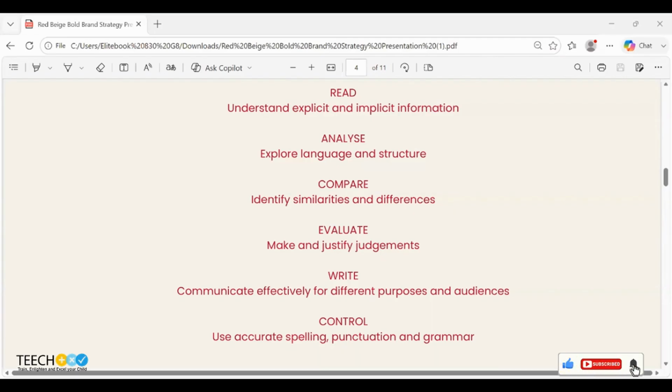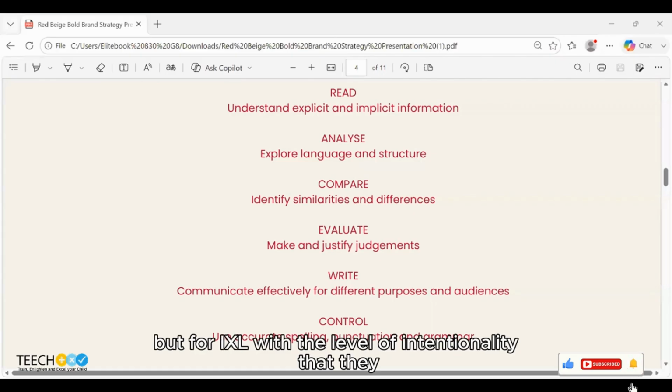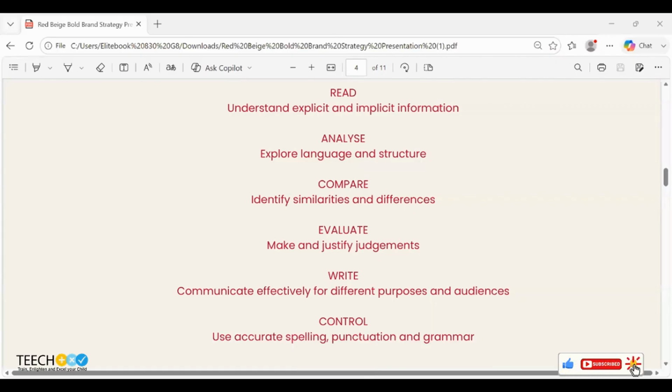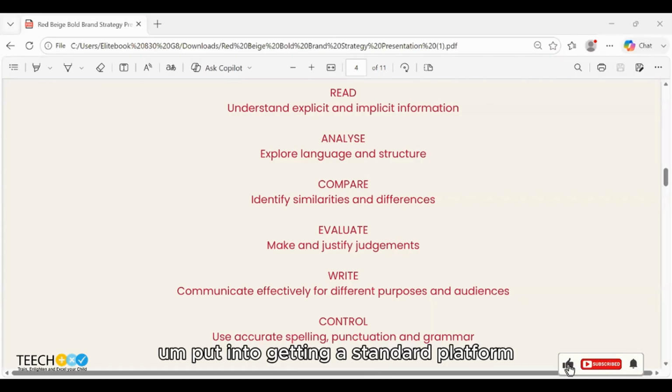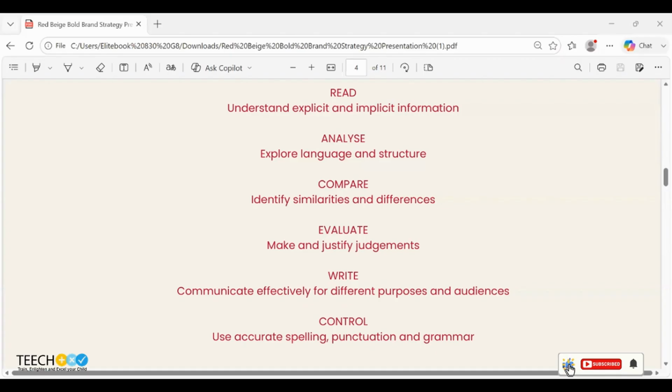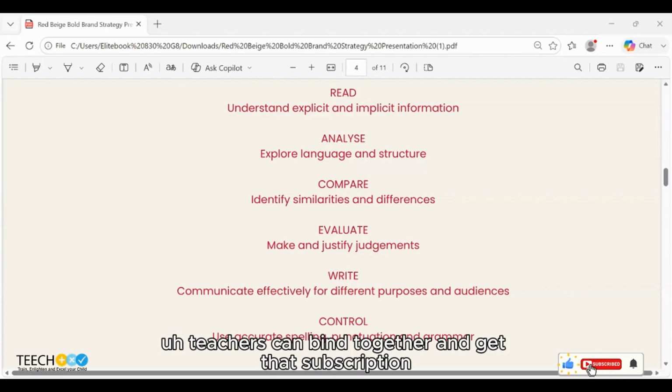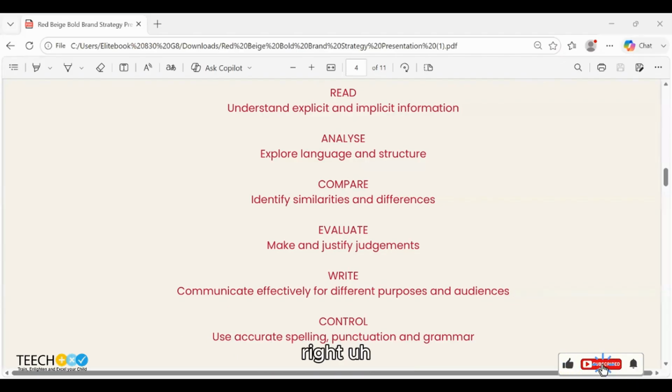I've forgotten their name, but they have a lot of videos, and if I remember, I'll just let you know. But for IXL, with the level of intentionality that they put into getting a standard platform, it's not going to be free. And that's why I think Mr. Shai made reference to something Ms. Blessing said. She said teachers can band together, right? Teachers can band together and get that subscription.